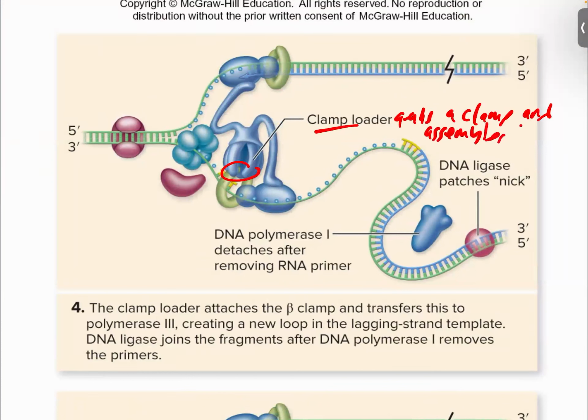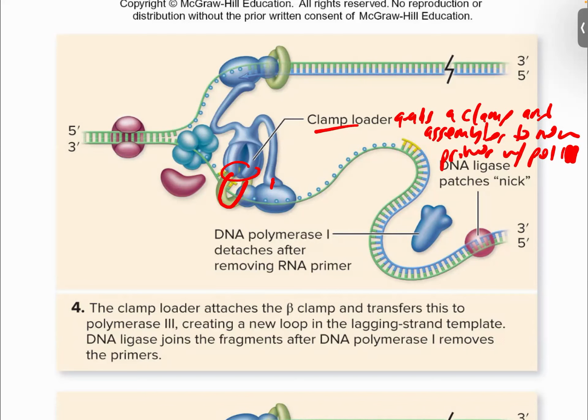And it assembles it to the new primer with pol 3. So you can see basically it brings in the clamp with the clamp loader. So it kind of uses this little squiggly little tentacle thing to grab onto the clamp loader, pulls it down, attaches it to the new primer, and then takes its big long tentacle with the polymerase and attaches that to the clamp.